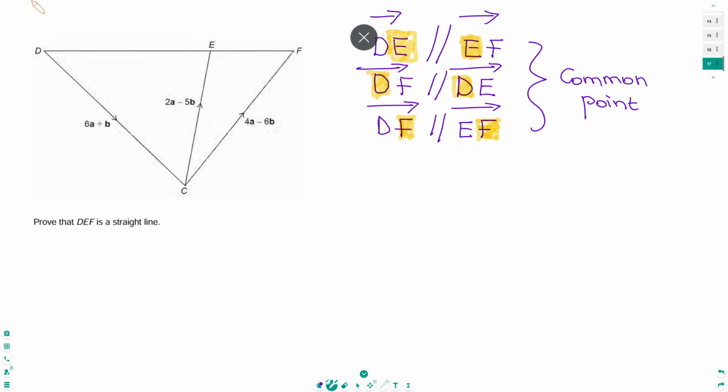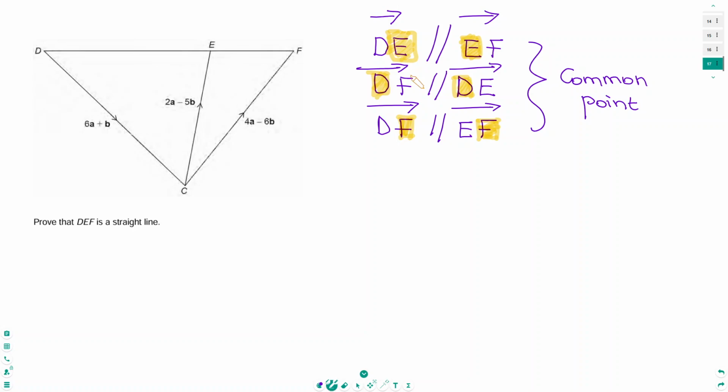This is an exam type question. We have been asked to prove that the DEF is a straight line. To prove that the DEF is a straight line using vectors, we need to show that either of these three cases is true. For example, DE parallel to the EF, or DF parallel to the DE vector, or DF vector parallel to the EF vector, because these have a common point.